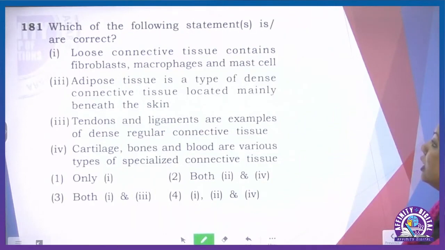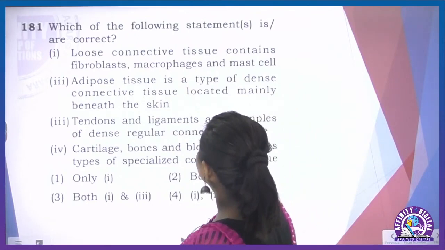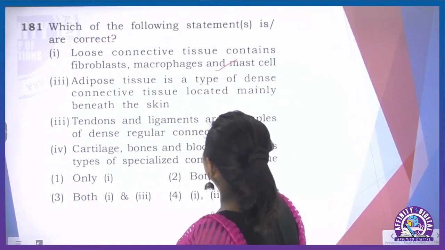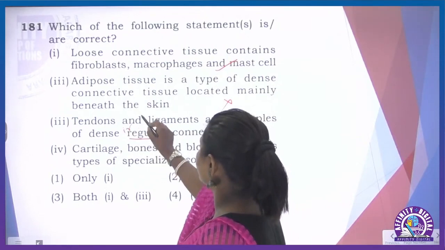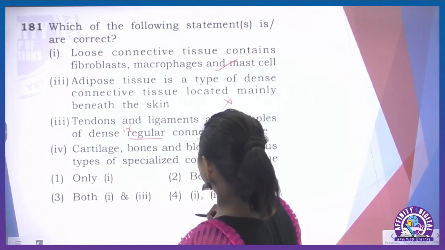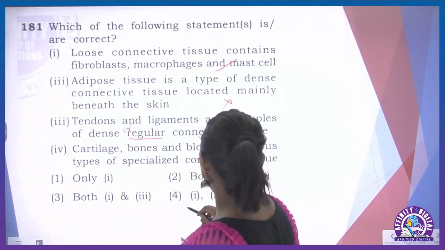Question number 181. Which of the following statement is correct? Loose connective tissue contains macrophage and the mast cell. Okay. Adipose tissue is a type of dense connective tissue. No. The tendon and the ligament are the example of the dense regular. No, it is of the irregular connective tissue. Cartilage and the bones are various types of the specialized connective tissue. So this is also true. So it is 1 and 4.